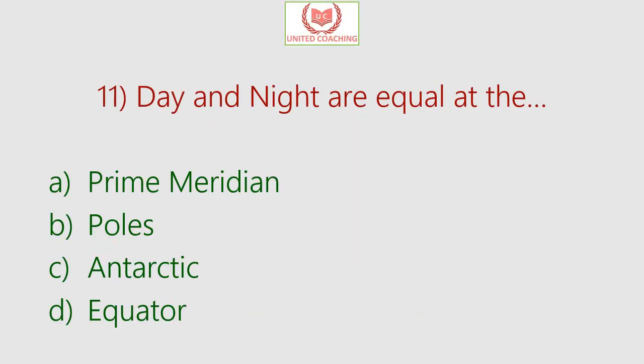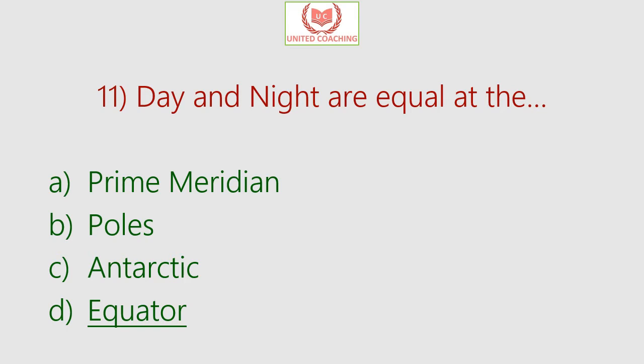Our next question is, day and night are equal at? So is it at the prime meridian, poles, Antarctic or equator? So the answer is equator. The equator divides the earth into two equal parts, and the equator also equalizes day and night on the earth or in the sky above the equator line.